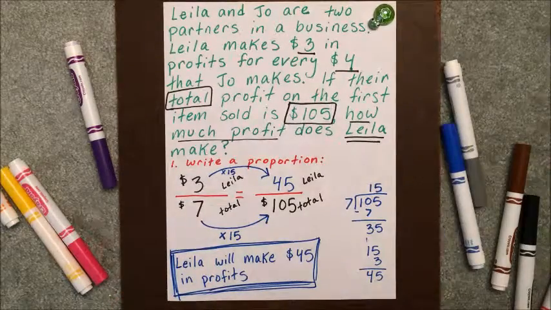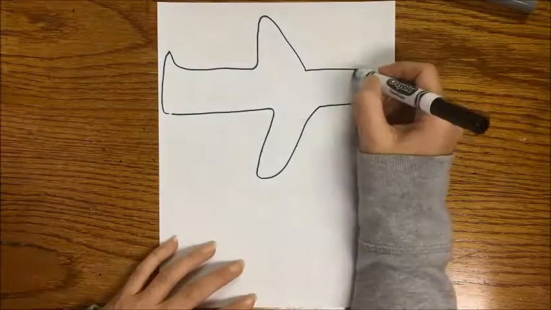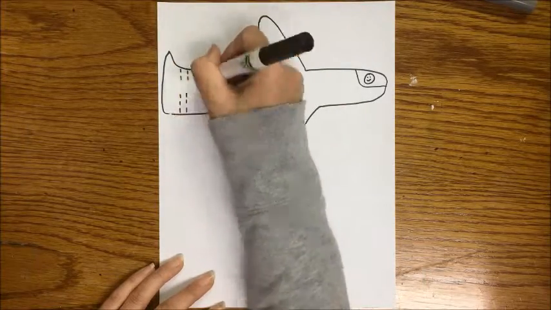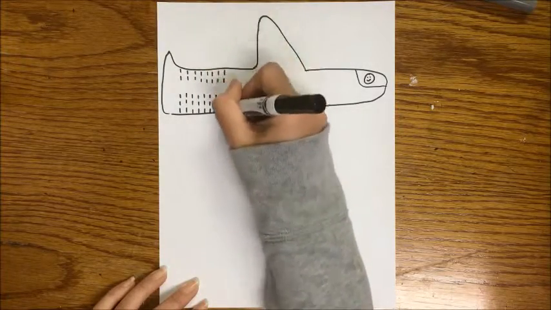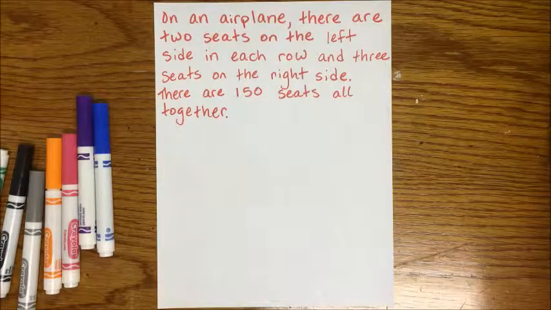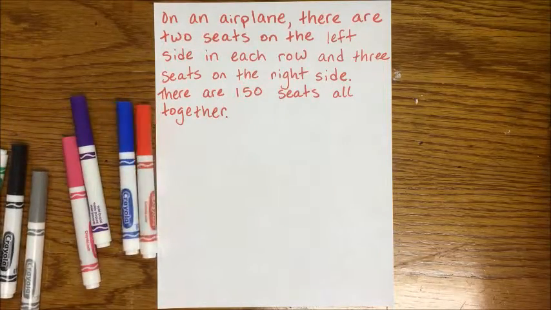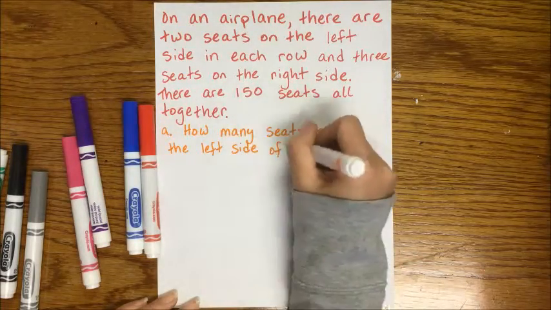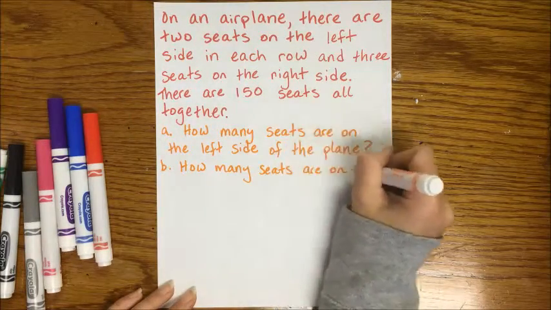Okay, let's try another problem. And feel free to pause it if you want to try this on your own. We have an airplane, and each aisle has 5 total seats. On the left side there are 2, and on the right side there are 3. And the total number of seats on the plane is 150. So here's our question. On an airplane, there are 2 seats on the left, 3 seats on the right, and 150 seats altogether. What we want to find out is how many seats are on the left side of the plane, and our second question is how many seats are on the right side.